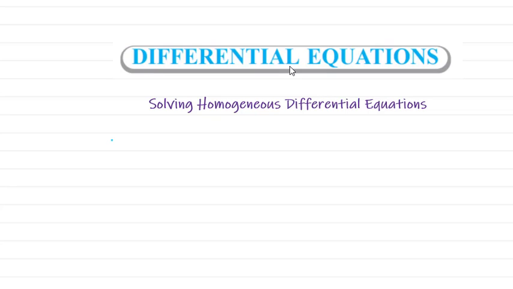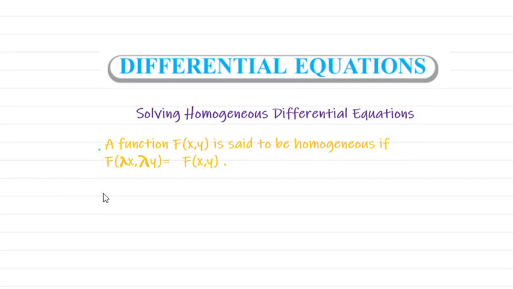Today we'll see how to solve the homogeneous differential equation. So let me first explain what exactly a homogeneous equation is. A function f(x,y) is said to be homogeneous if f(λx, λy) gives you the same f(x,y). That means if in the function you put λx in place of x and λy in place of y, you get the same function.